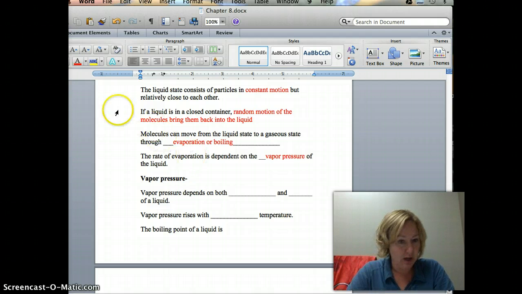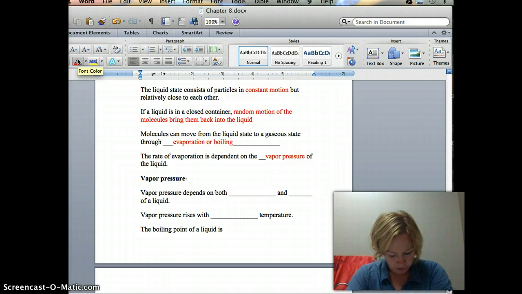What is the definition of vapor pressure? Let's write it down. Vapor pressure is the partial pressure of vapor molecules in equilibrium with liquid.